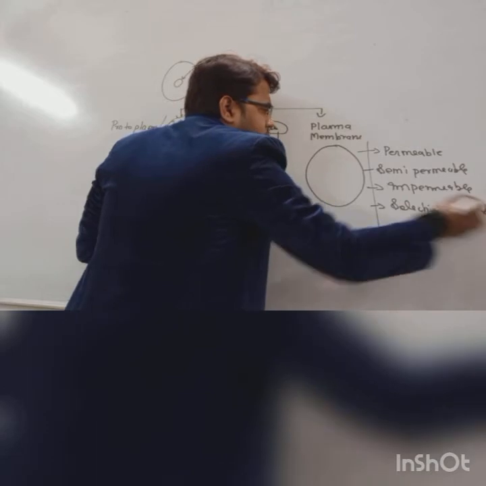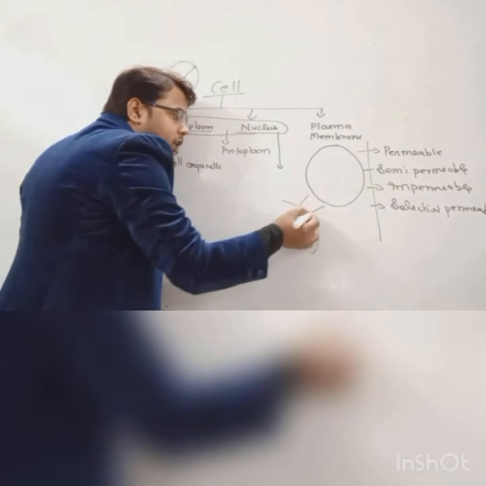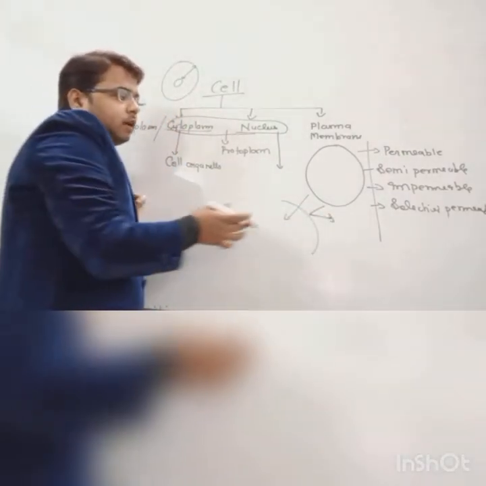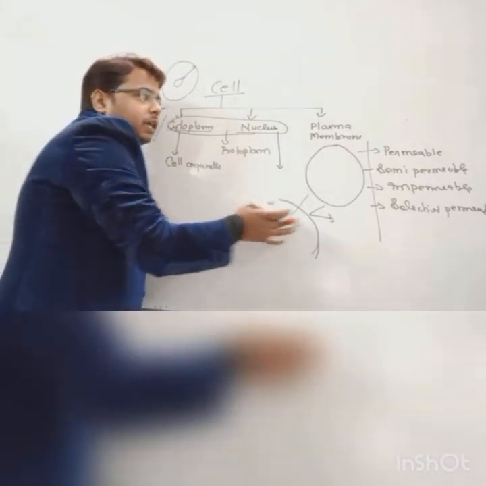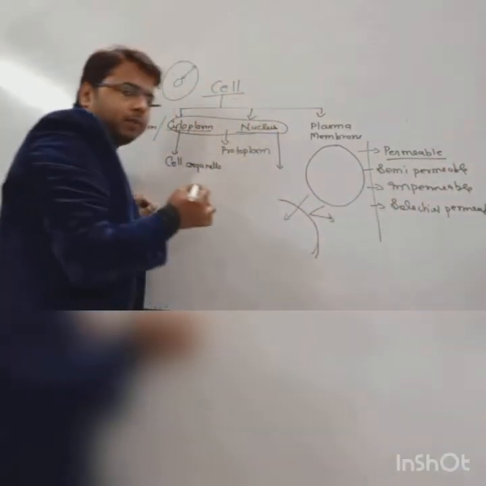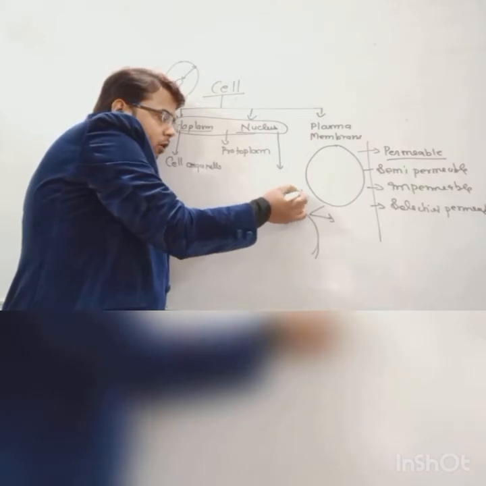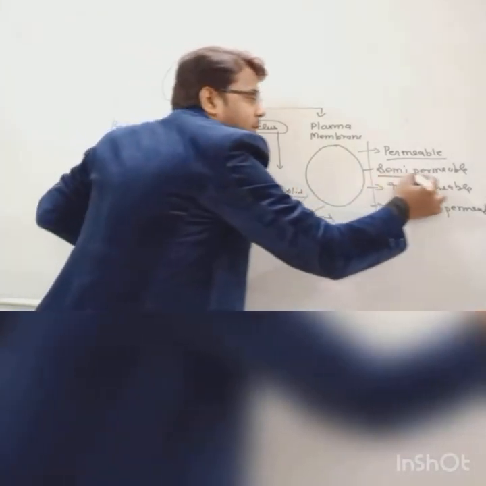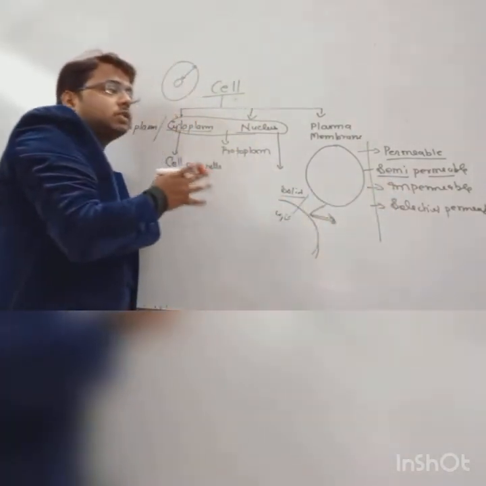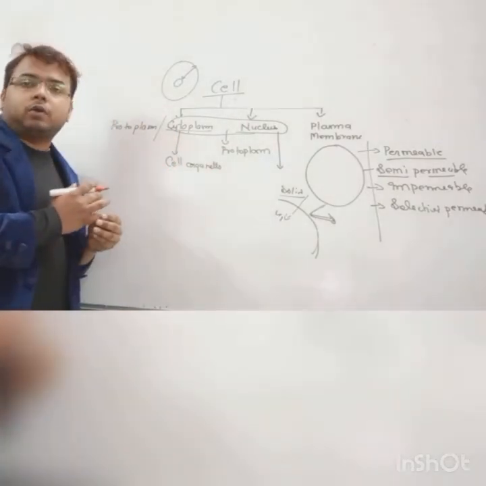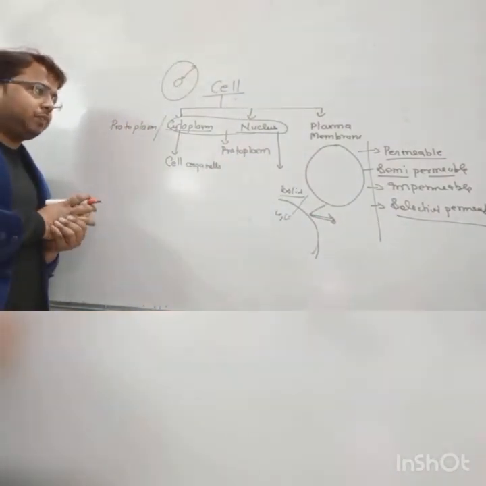All this depends on which things are allowed inside the cell and which things are not allowed. If a plasma membrane, a cell membrane, is allowing everything to enter the cell, that type of membrane is known as a permeable membrane. If it is not allowing solid particles but only allowing liquid particles, that is known as semi-permeable. If it is not allowing anything, that is known as impermeable, and if it is allowing selective things, whatever the requirement of the cell, that is known as selectively permeable. These are the four types of plasma membrane we have.